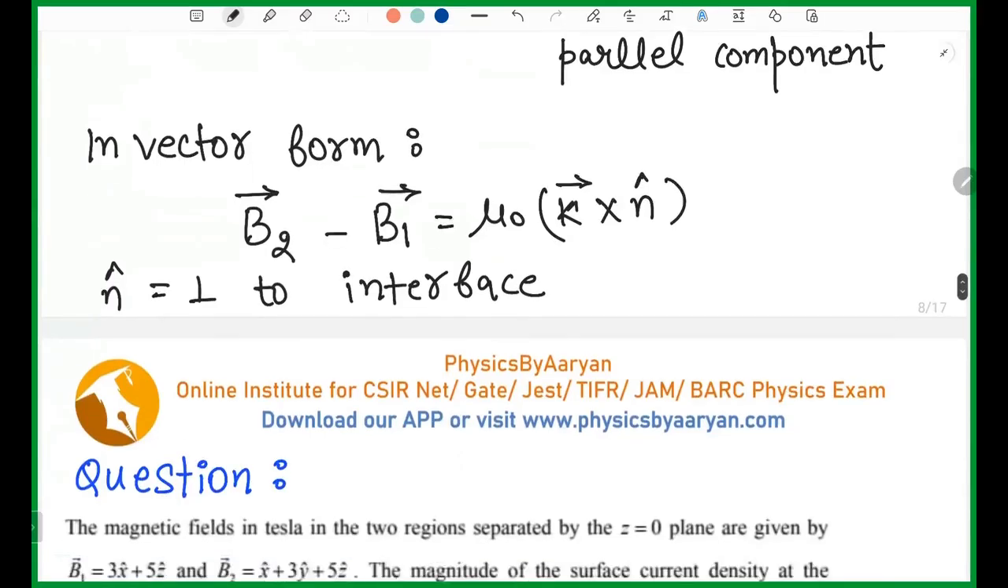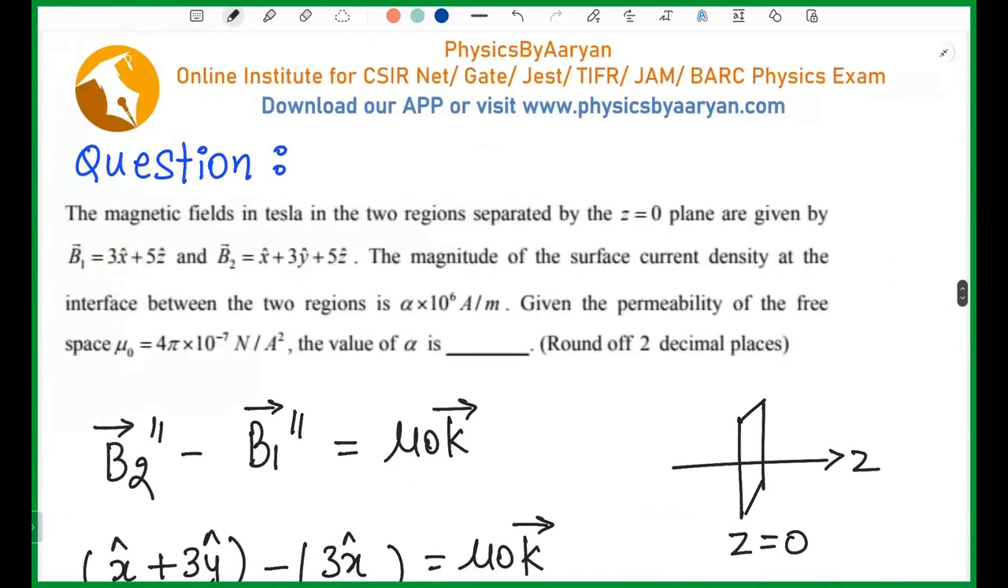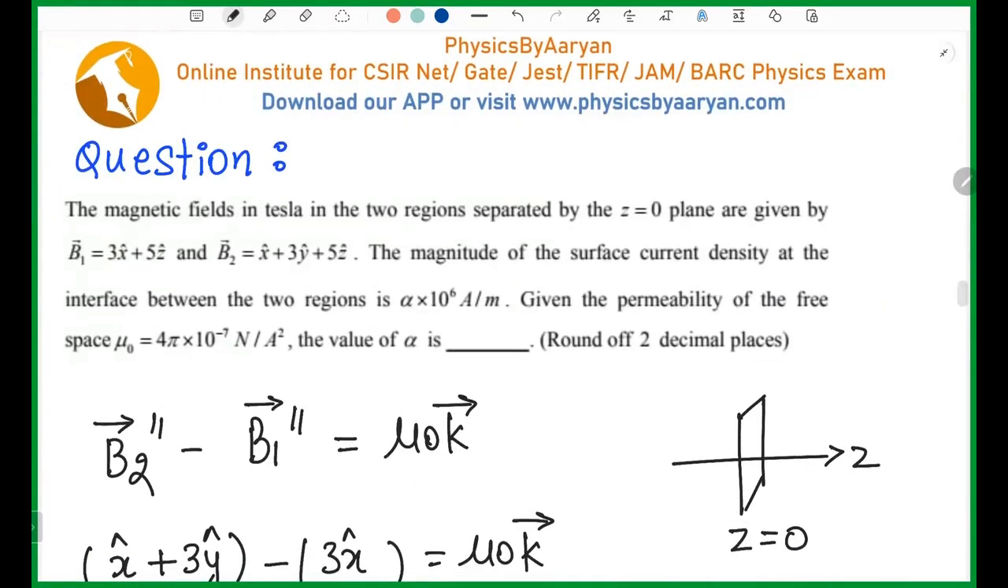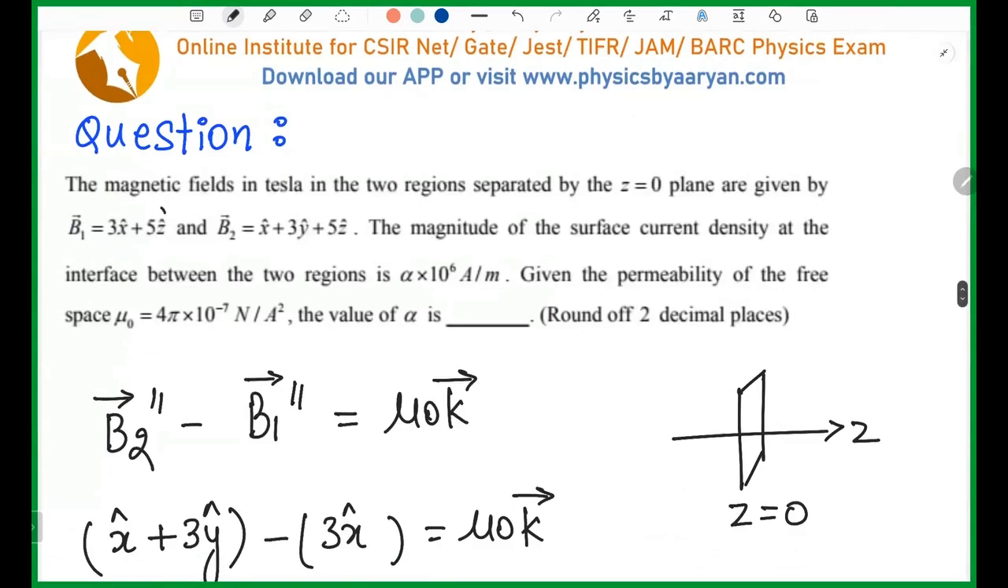Let's solve one problem so that you get a good idea. You have a z equals 0 plane. On one side you have been given this magnetic field and on the other side you have been given this. So what is the perpendicular direction? The z direction is your perpendicular, and you can clearly see the magnetic field along z is the same on both sides. Here also it is 5 z cap and here also it is 5 z cap. The only difference is in the parallel component. So this is a parallel component on one side and this is a parallel component on the other side.